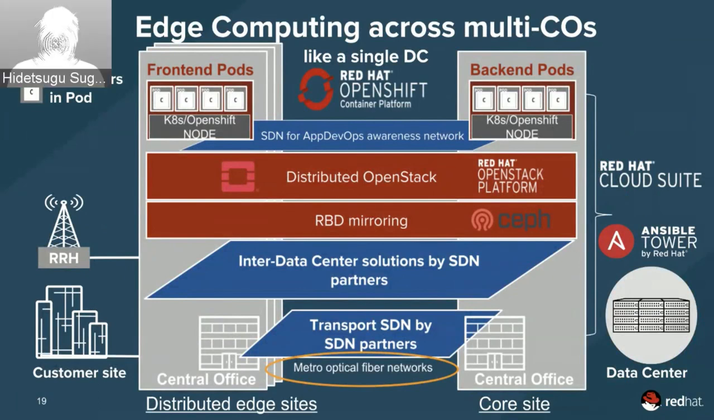On top of the optical fiber network infrastructure, a telecom carrier can build multi-site Ceph storage and OpenStack NFV. An inter-data center SDN solution is also needed. Our SDN partners like Cisco, Juniper, and Nuage have inter-data center SDN solutions. On top of OpenStack NFV, OpenShift persistent storage can use OpenStack Cinder or Ceph RBD storage. As for isolating the network between each pod in each node per each software project, we have many SDN partner solutions with CNI plugins. A telecom carrier can work with the SDN partner to deploy a DevOps-aware network across multiple pods. And that OpenShift SDN needs to interwork with the inter-DC SDN solution.